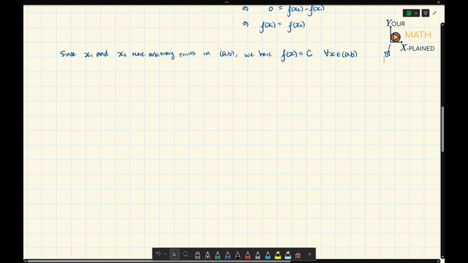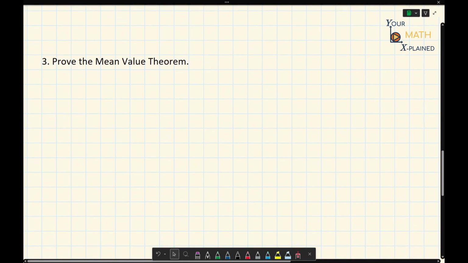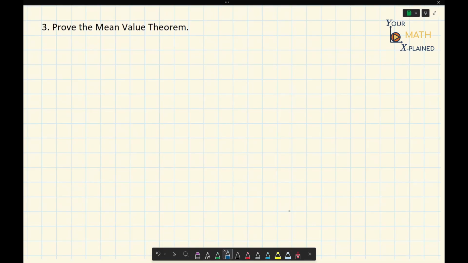And then for our last example in this video, we're going to go ahead and prove the mean value theorem. We're going to start by writing down the secant line equation. The secant line is the line that connects the point at A to the point at B. So that equation is y is equal to f of A plus f of B minus f of A over B minus A times x minus A.